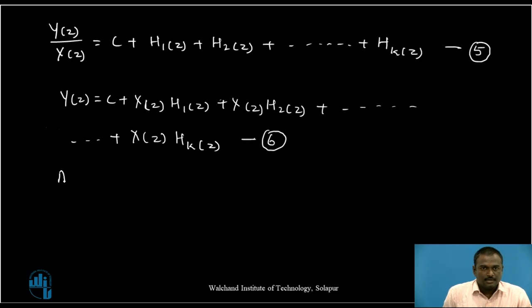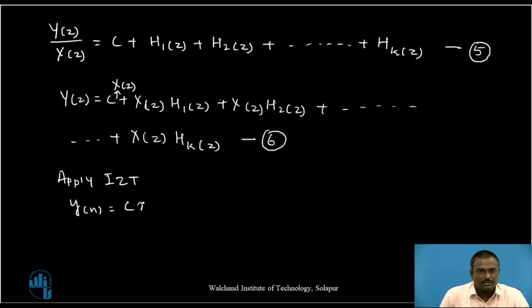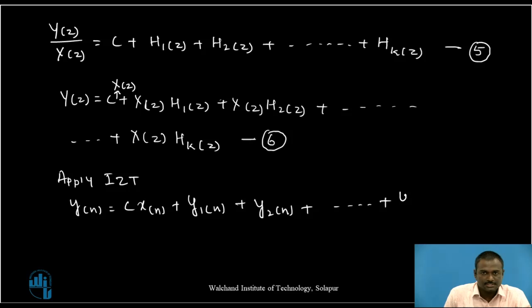Now apply inverse Z transform on equation number 6. We get y of n is equal to c into x of n plus x of n into h1 of n can be written as y1 of n. Similarly, x of n into h2 of n can be written as y2 of n, and so on. This is yk of n. So let us call this one as equation number 7.